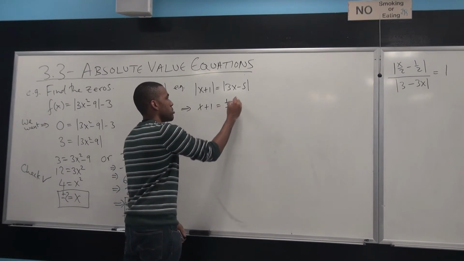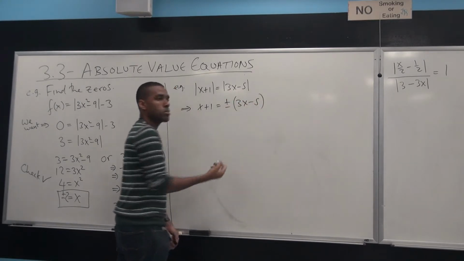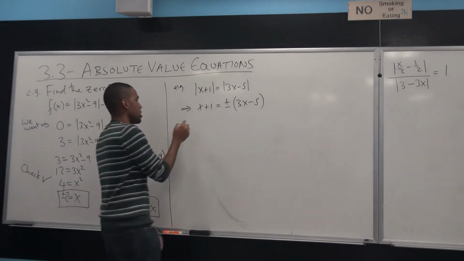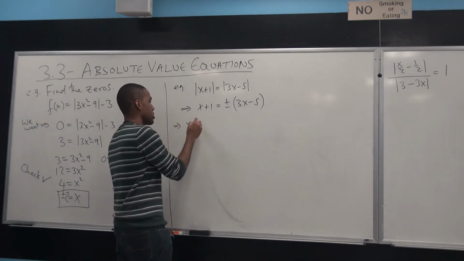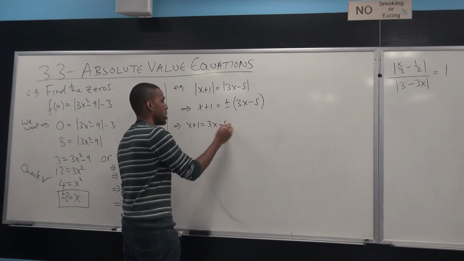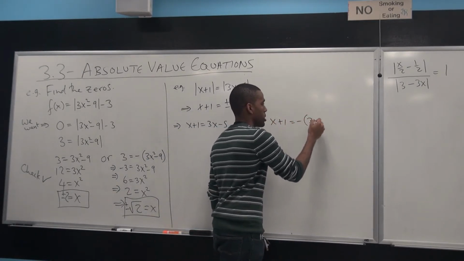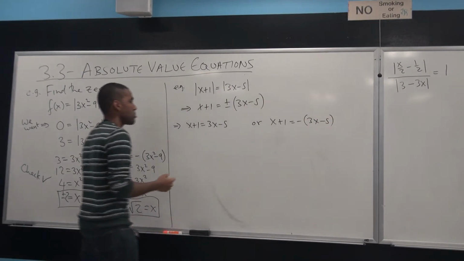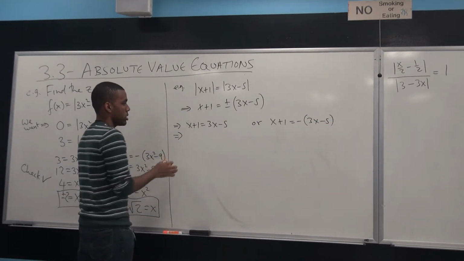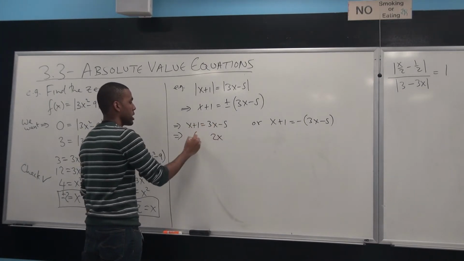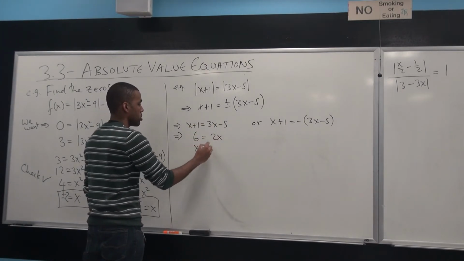You just apply the plus or minus to one side, and you'll be fine. It'll cover all the cases. Right? So you have x plus 1 equals 3x minus 5, or x plus 1 equals minus 3x minus 5. So we can solve, move the x over here, I get 2x. Move 5 over here, I get 6. This means x equals 3.